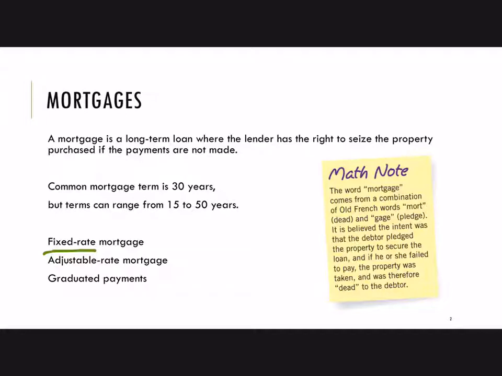That's of course a good thing if the rate goes down, but there's also a risk there because, let's say you have a 30-year mortgage, there's a good chance that the rate will change, and at some point that rate will probably go up.